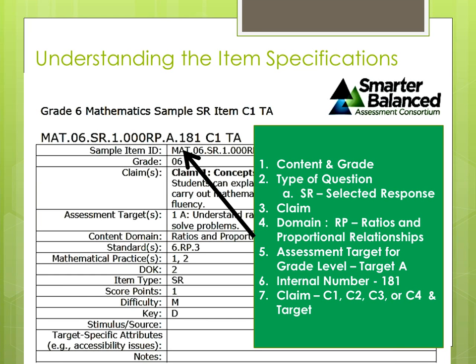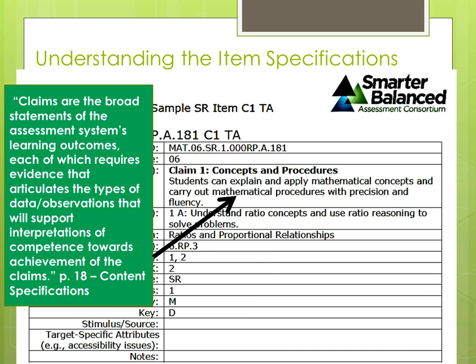A good portion of the item specification can be easily interpreted because they're labeled. However, we'll just briefly go over the item specifications and how they're laid out for each item type through this PowerPoint. Then we'll be looking at a selected response item. The first section is the ID, and there are some very specific things in every ID. And then it gets to the claims.